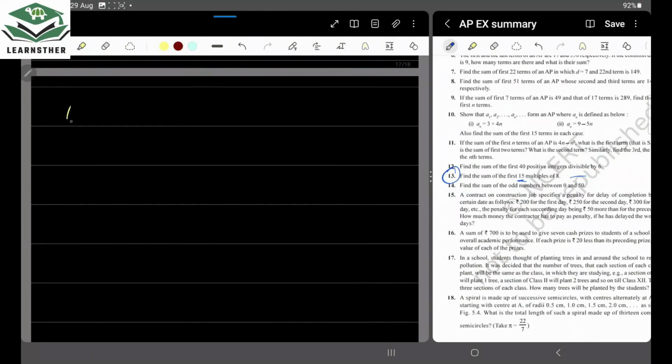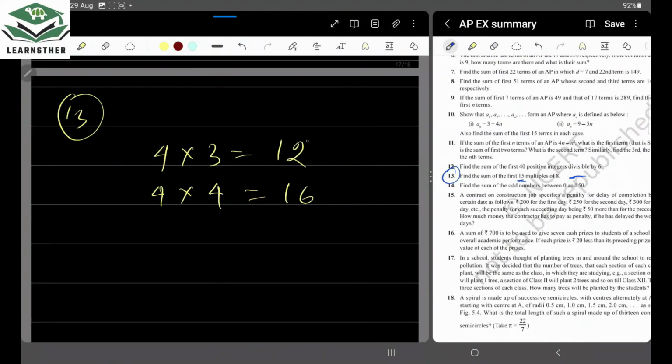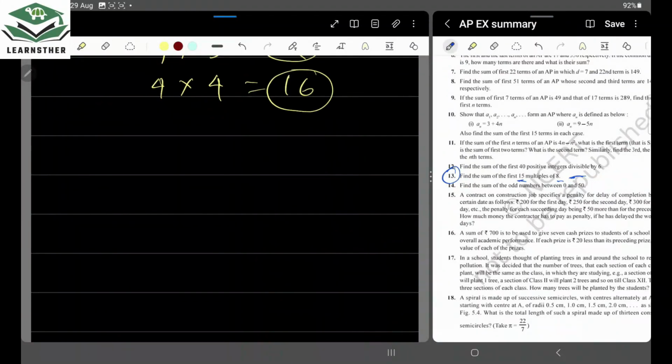Okay, students, let's discuss this question. Find the sum of first 15 multiples of 8. Multiple means, suppose 4's multiples: 4 into 3 is 12, 4 into 4 is 16. These are multiples of 4. Here it is asking to find the sum of the first 15 multiples of 8. So the multiples of 8 are 8, 16, 24. You have to find the sum up to the 15th term.